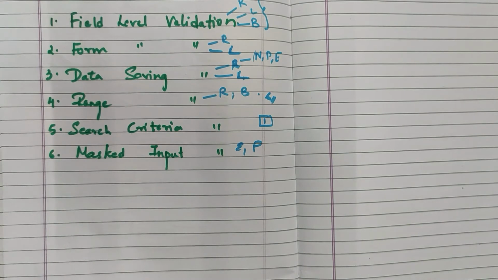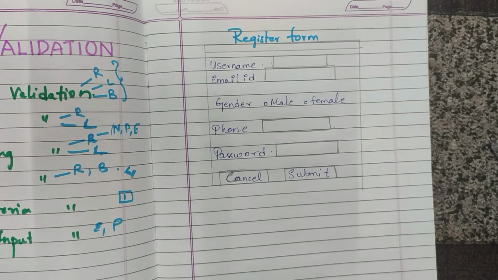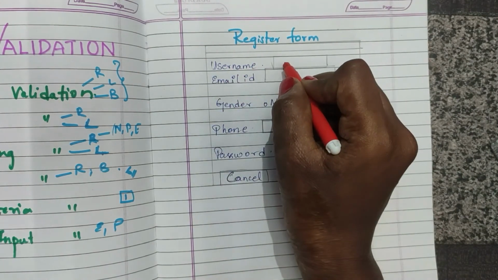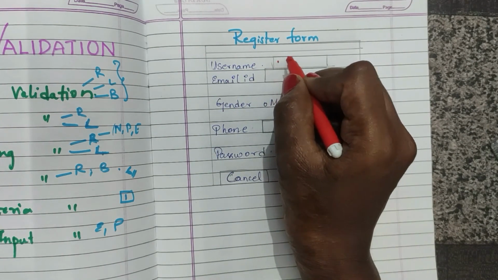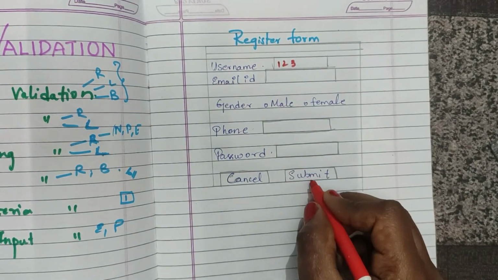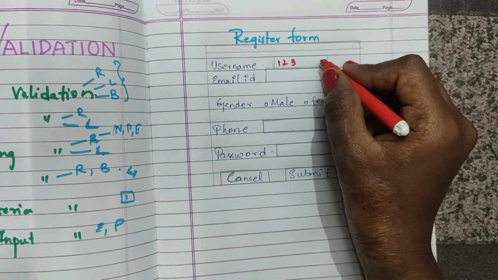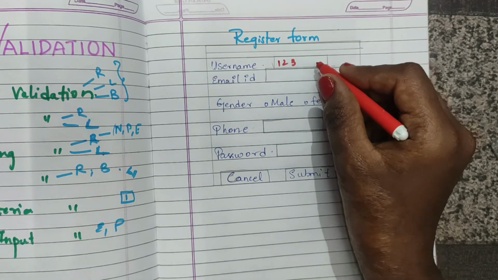Now let us discuss with the help of our form design. Here I have made a registration form, and we will see all the validations according to our form design. The first validation is field level validation. All fields should be filled properly, with no empty fields. Here is the username, where I have to enter characters. For example, if I enter 1, 2 and 3, fill in all the fields and give submit, it will prompt an error message that you can enter only characters. This is field level validation.